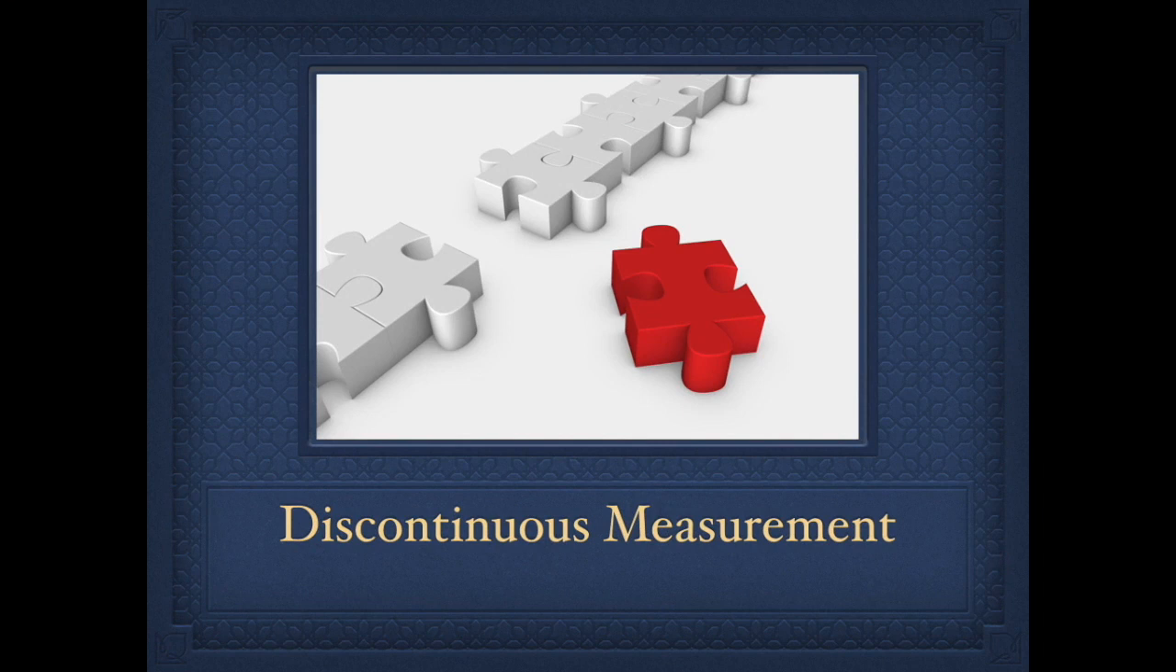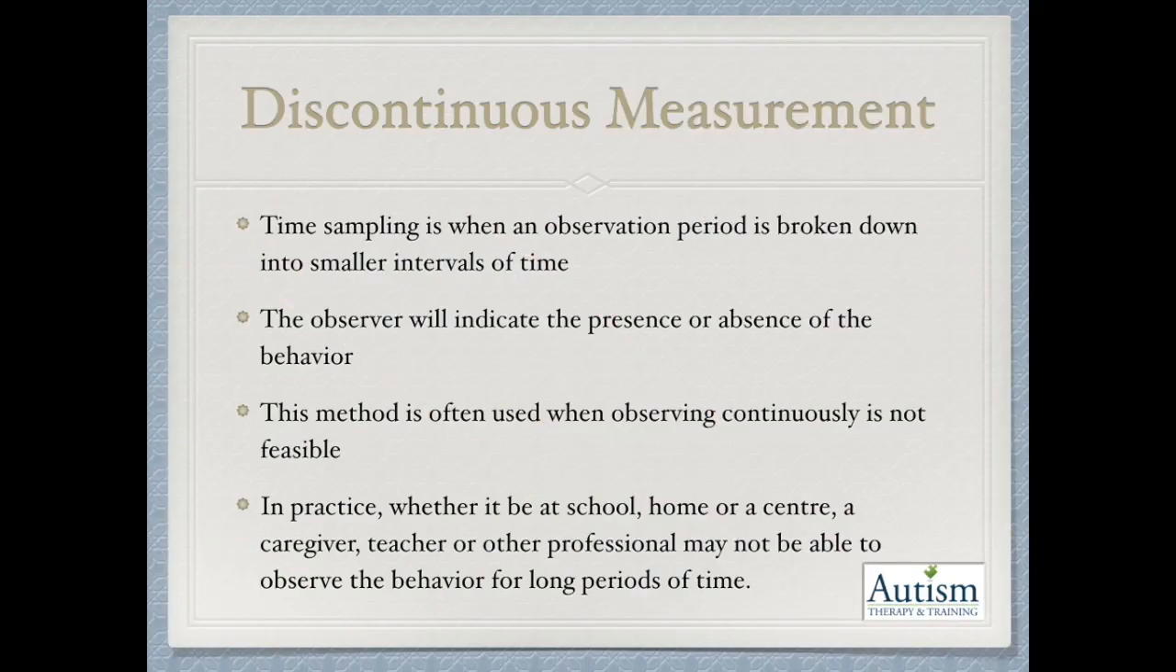Sometimes taking data all day can be very challenging or even impossible. Using discontinuous measurement can help our practice since it allows a practitioner to sample small intervals at different points of the day. Time sampling is when an observation period is broken down into smaller intervals of time, such as 10 seconds. The observer will indicate the presence or absence of the behavior. This method is often used when observing continuously is not feasible, as I mentioned before.